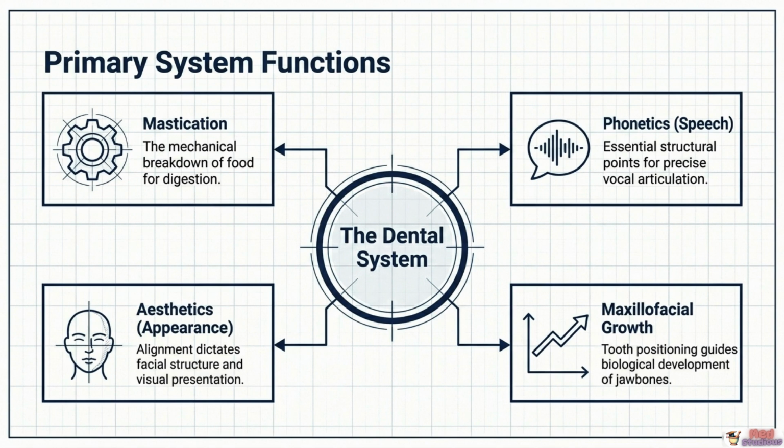Aesthetics, or appearance, matters because dental alignment directly dictates facial structure and visual presentation. Missing or malpositioned teeth can noticeably change someone's facial profile. And maxillofacial growth ties it all together. Tooth positioning actively guides the biological development of the jawbones themselves, especially during childhood and adolescence, which is exactly why early orthodontic intervention can influence overall jaw development, not just tooth alignment.